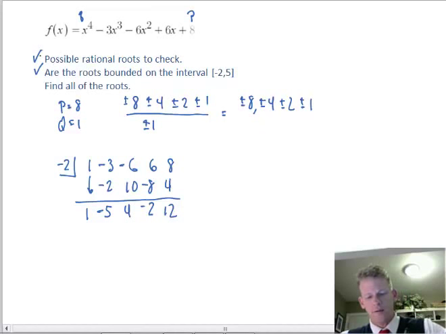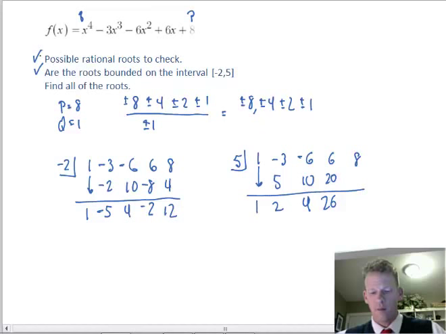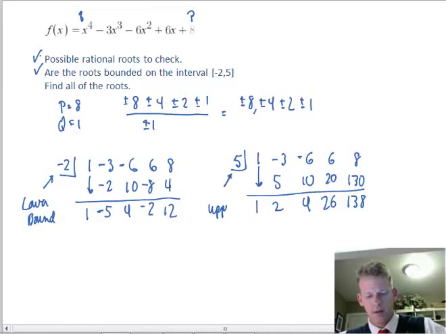And so now I'll check 5, and I'll use the same coefficients. And here I have 26 times 5, which will be 130. So I'll be at 138. So this clearly tells that -2 is the lower bound, and that 5 is the upper bound.